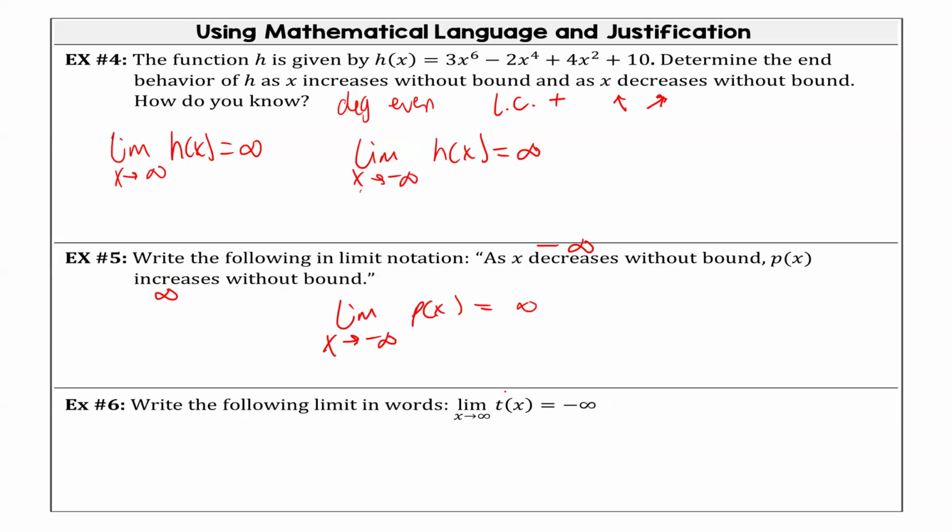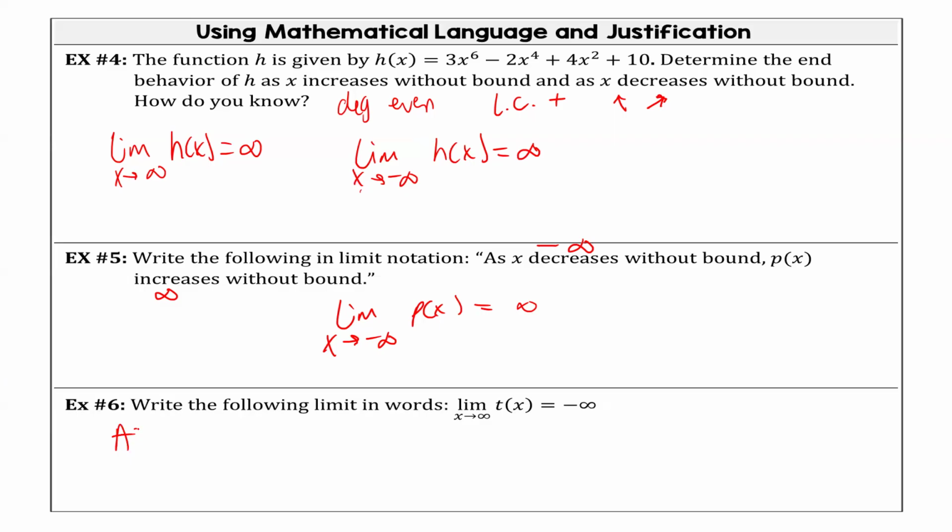All right, last part. Then the rest of the class, you're working on your assignment, is you're going to write it in reverse. If I give you the limit, can you write it in words? On the last one, yeah. We need to be able to read and interchange between the words and the symbols. As x increases without bound. There we go. There you go. Good job.